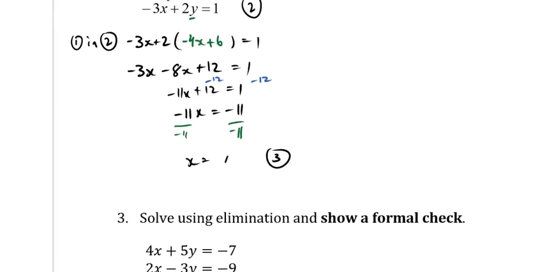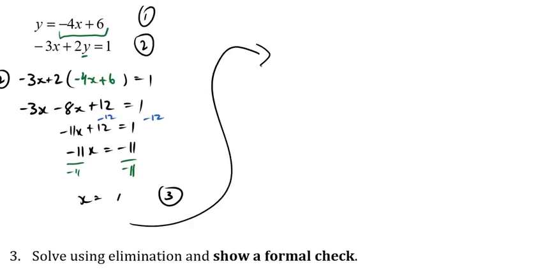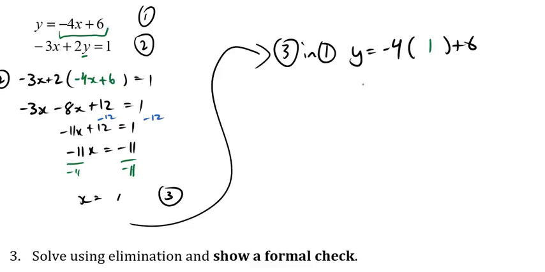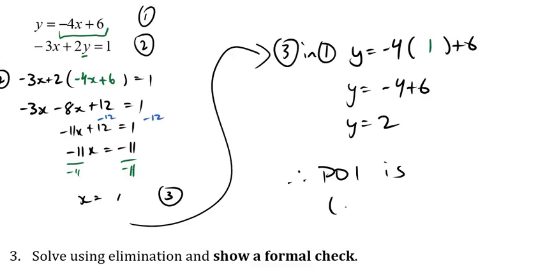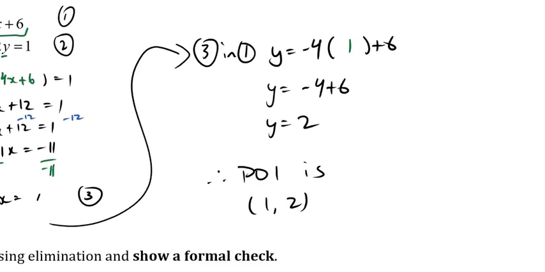I'm going to sub 3 into 1. Negative 4 times x plus 6, where x is 1. So y equals negative 4 plus 6, which is 2. Therefore, your point of intersection, don't forget, is 1, 2. Some people like to write this like this. Therefore, x equals 1, y equals 2.